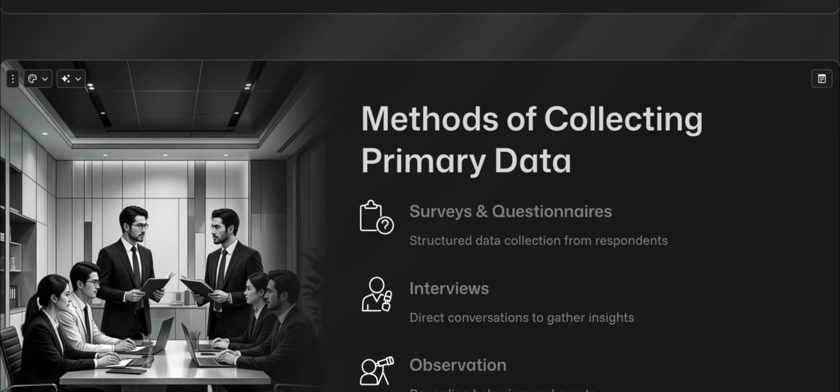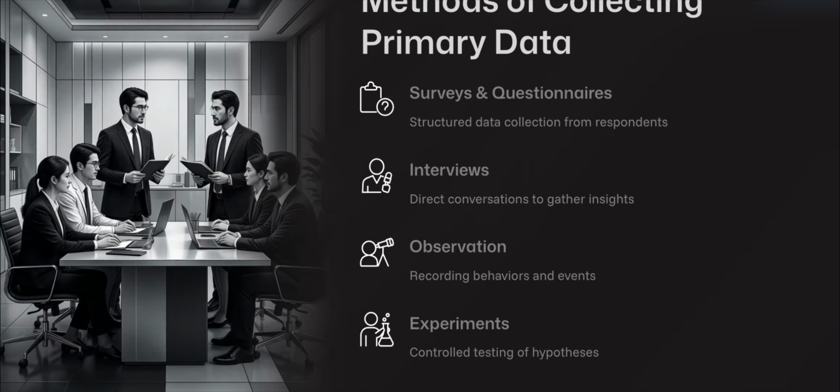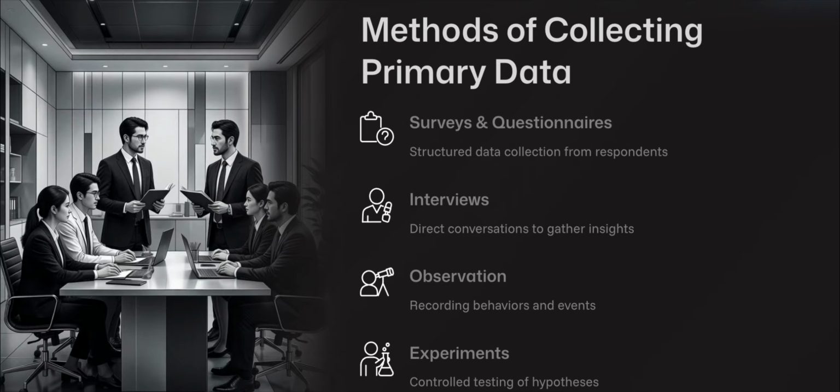Now let's check the methods of collecting primary data. Primary data can be collected through surveys and questionnaires, which is structured data collection from respondents, interviews, direct conversation to gather insights, observation, recording behaviors and events, and experiments, controlled testing of hypotheses.